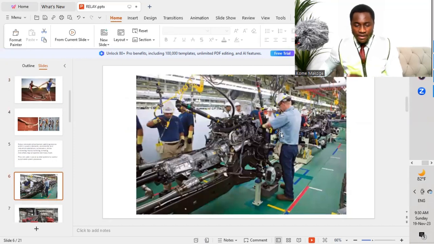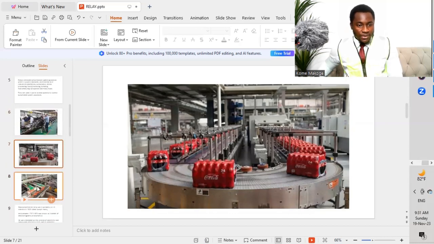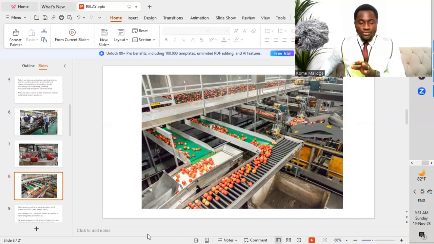So I take you to a graphic, whereby this is an automobile company. We have contactors and relays that are working in this plant. We move to the drink processing industry. We have relays in this case as well, which are used to control the different points. And we have the food processing industry as well. So in all these different industries, we have different kinds of relays that are being used to control the different aspects as far as the process is concerned.